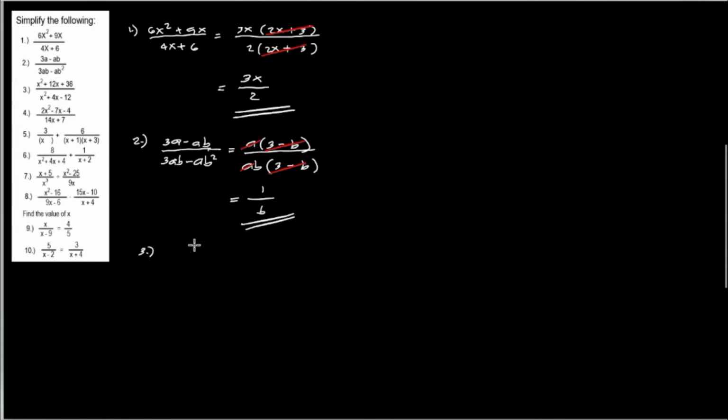Number 3. x squared plus 12x plus 36, divided by x squared plus 4x minus 12.